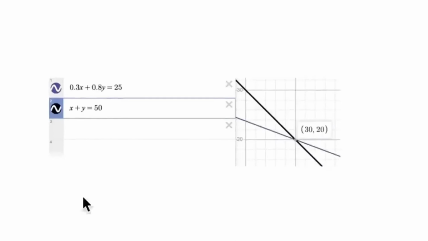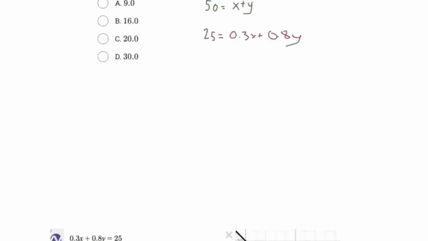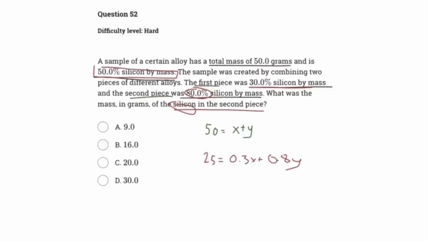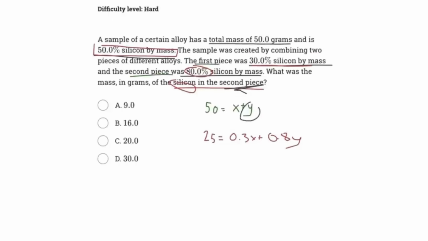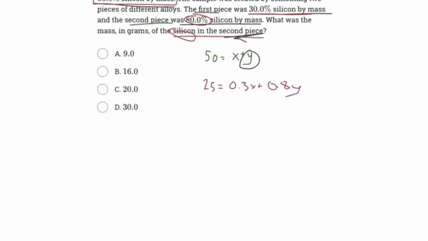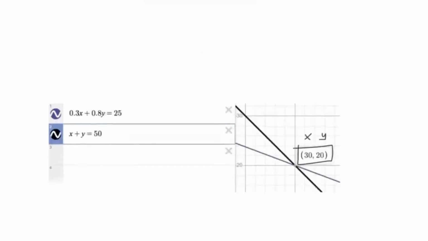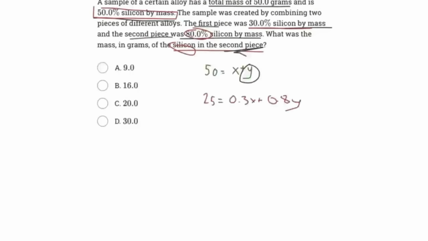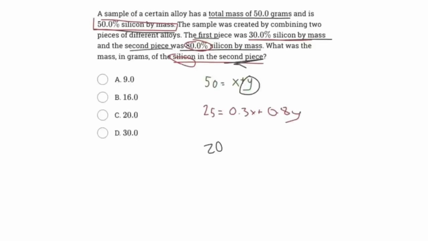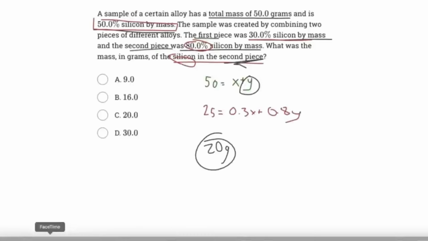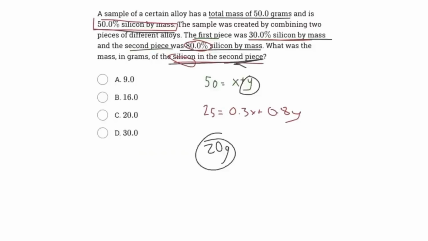All right, so now that we've got these two equations, we go over to Desmos and plug it in. So we can see, guys, we plugged it in here and we find the intersection. So this is our corresponding x and y values. It says, what was the mass in grams of the silicon in the second piece. Remember, we labeled y as the total mass of the second piece. And so the total mass of the second piece here is, you can see, 20. So 20 grams is the total mass. This is the total mass, not the mass of the silicon, right?